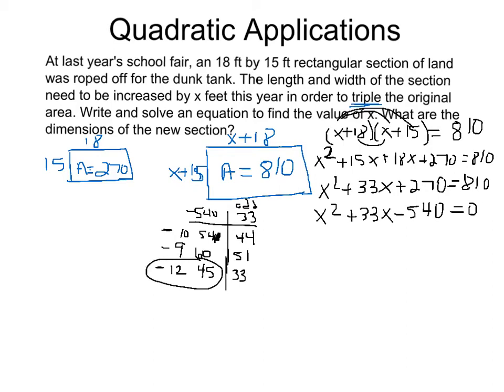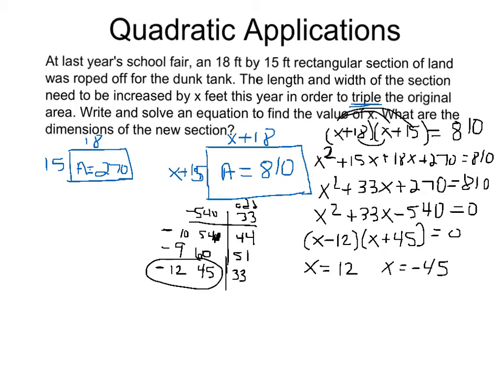So we know these are the factors I'm going to use. So this will factor to be x minus 12 times x plus 45 equals 0. We still need to solve to get what x is. So here we could get x equal to 12, or x would be equal to negative 45.